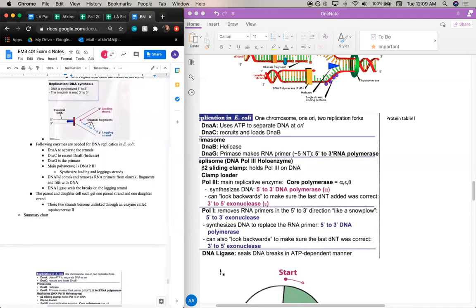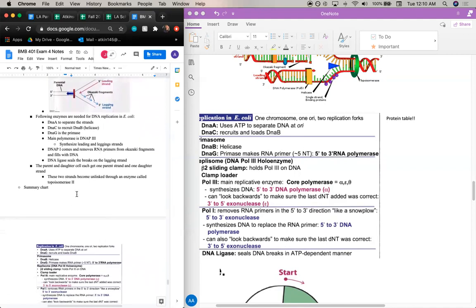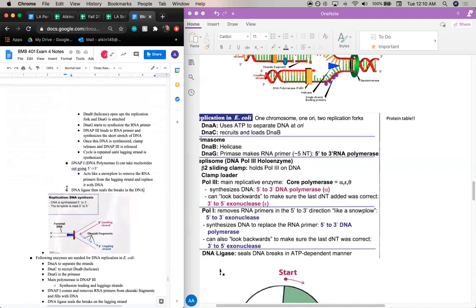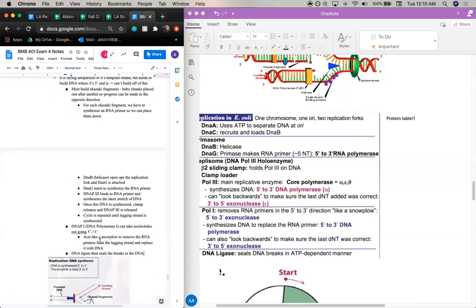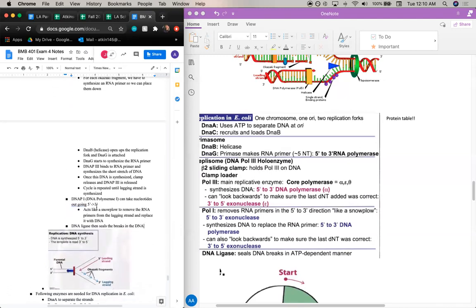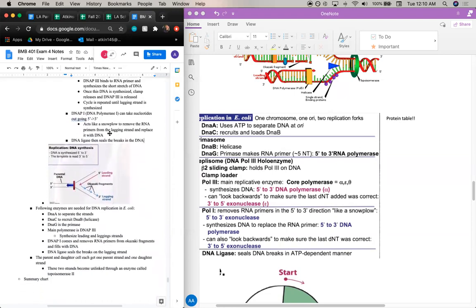Cool. Okay, so DNA ligase seals the breaks on the lagging strand, and the parent and the daughter cell each get one parent strand and one daughter strand. These two strands become unlinked through an enzyme called topoisomerase 2. Okay, I guess that's the next thing we're diving into. Just make sure I got everything up here. Cool. So DNA polymerase 1 is removing the RNA primers. Cool. And replacing it with DNA.